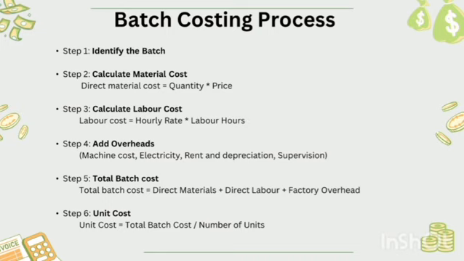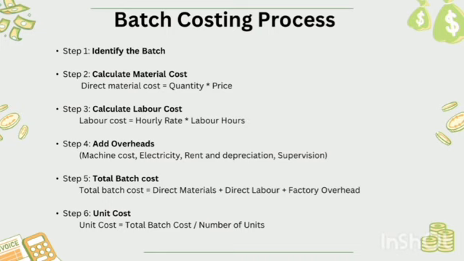Fifth step, total batch cost. Now the material cost, labor cost, and production overhead are added together. This gives us the total cost of producing the batch. This total gives the business a clear understanding of how much money was spent to complete that batch.